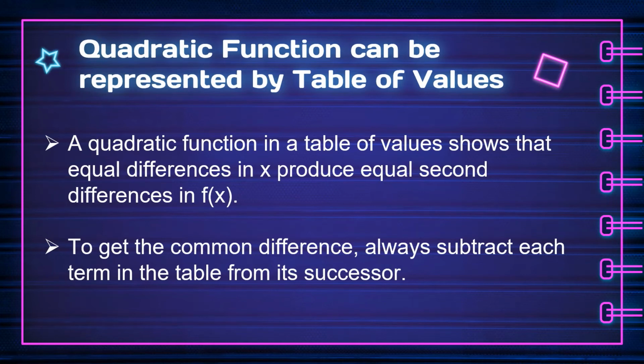So to get the common difference, ang lagi lang natin gagawin is to subtract each term in the table from its successor, kagaya ng ginawa natin sa ating example. So tandaan, sa values of x, dapat sa first difference equal na sila. And sa values ng y, kailangan sa second difference doon pa lang sila magiging equal.